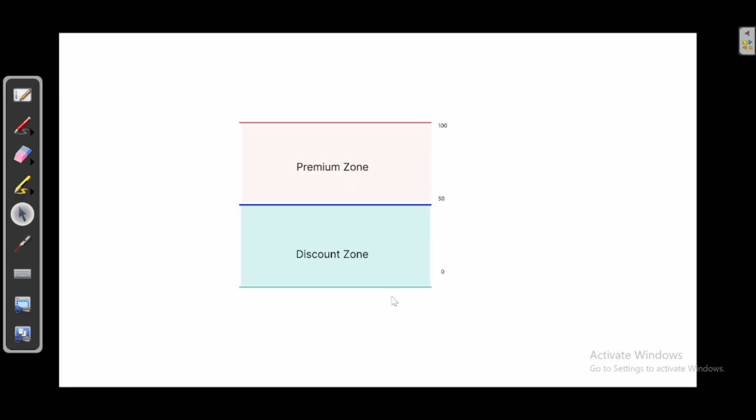So what is the discount zone? The discount zone is the area where I'll be looking for opportunity to buy. It's in that region that I'll be looking for imbalance and order block, right? The same thing if I want to sell, it's at the premium zone that I'll be looking for opportunity to sell, from the region of 50 to 100, and I will also be looking for imbalance and order block in that region.